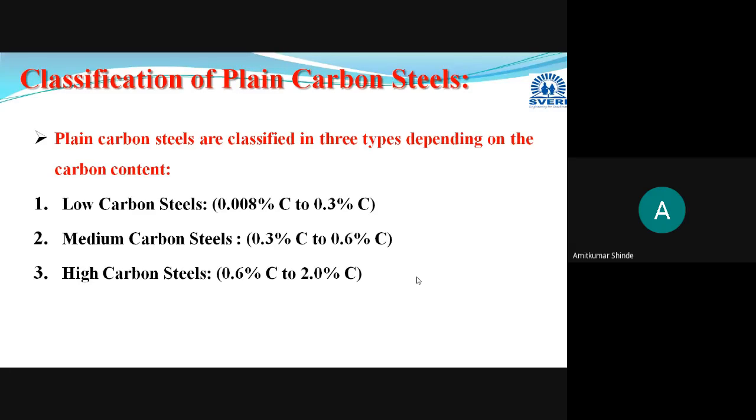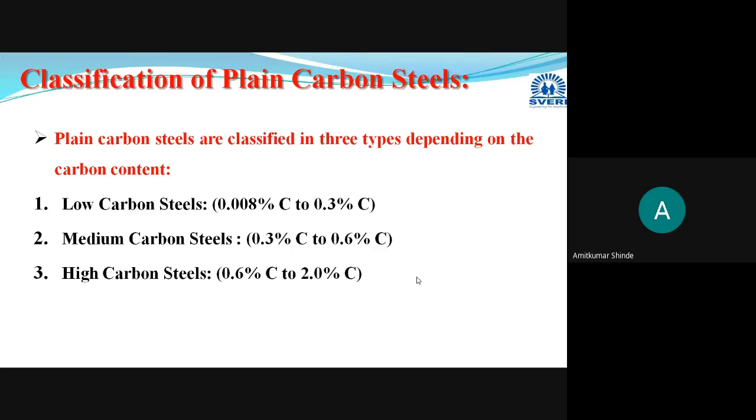Whenever the percentage of carbon is very less, you can do different fabrication processes or different joining or welding processes very easily. That material will have very good formability, means you can give different shapes. Suppose you can do drawing, deep drawing of that material, because whenever the percentage of carbon is lesser, that kind of steel will be soft, malleable, and ductile in nature. Low carbon steels will be soft, malleable, and ductile in nature.